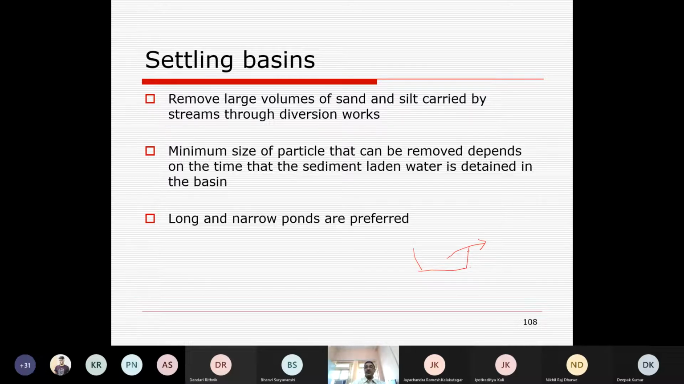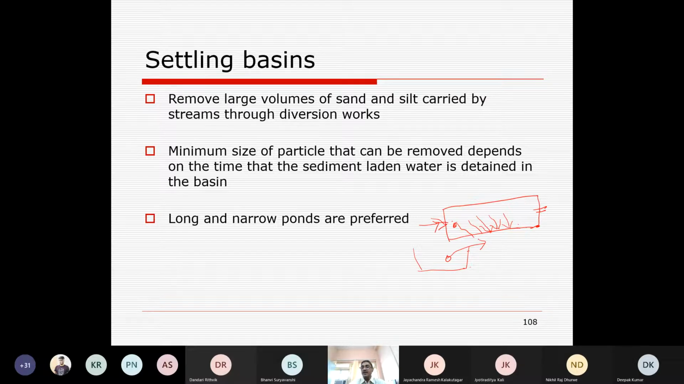So first what we are doing, we are taking this water to a smaller pond, maybe a long pond. From this side the water is coming, and after a certain time it is pumped from this side, so that the water has sufficient time to settle down any particle which is greater in size or any biological material which can be easily removed by a filtration system.